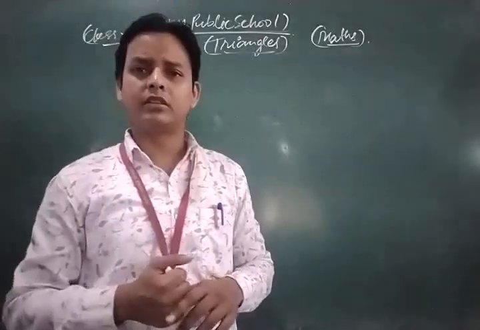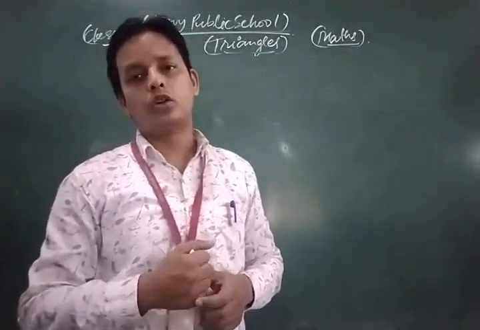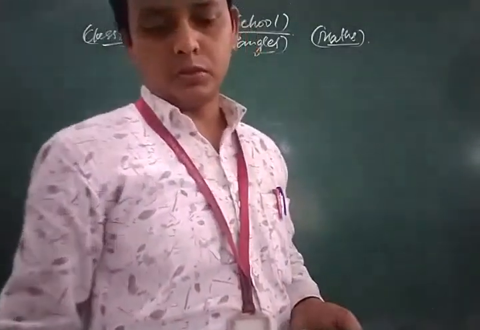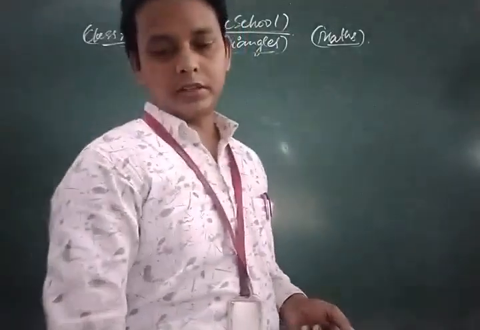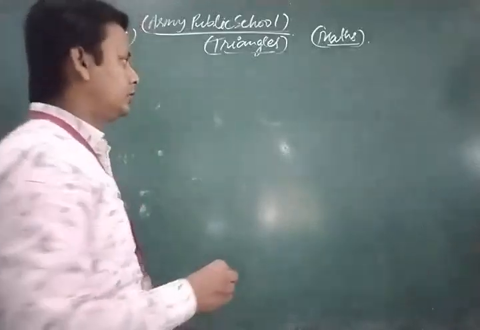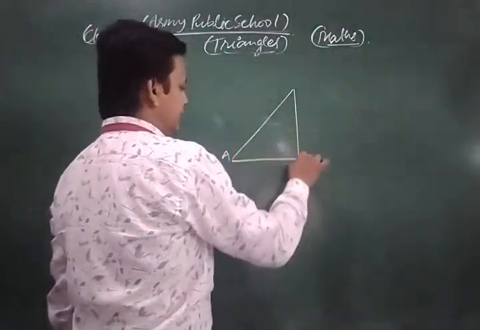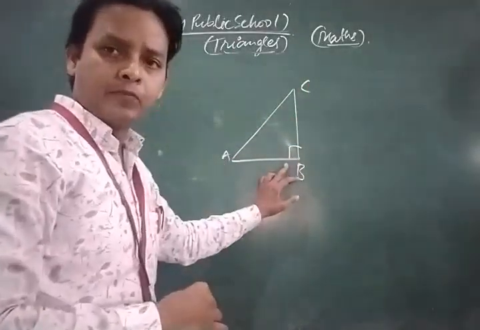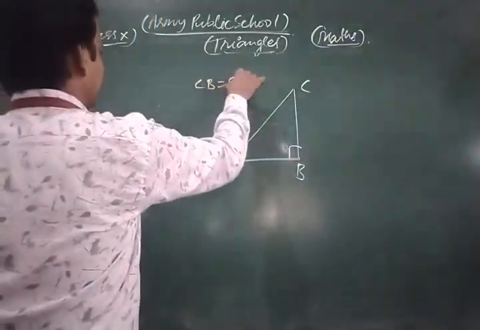Dear students, in the chapter triangle, there are so many important properties. Now we take and discuss some important theorem questions based on the Pythagoras theorem. And dear students, you know what the concept of the Pythagoras theorem is? In any right angle triangle ABC, right angled at B, that means angle B is 90 degrees.